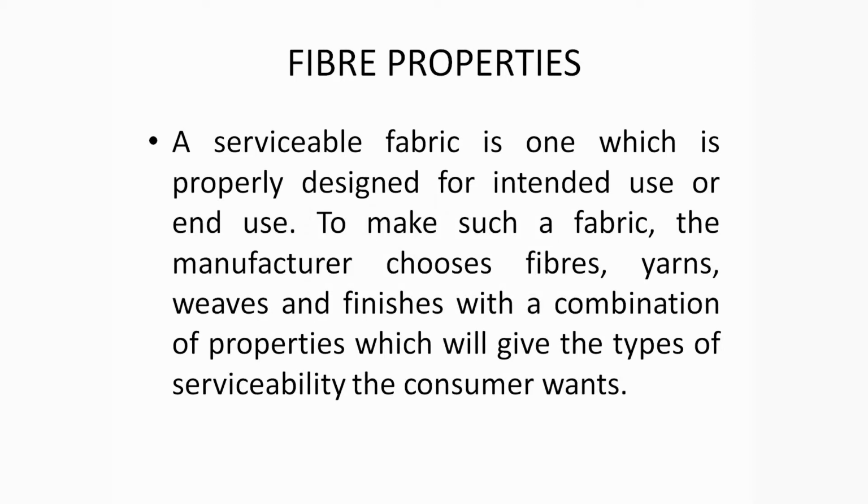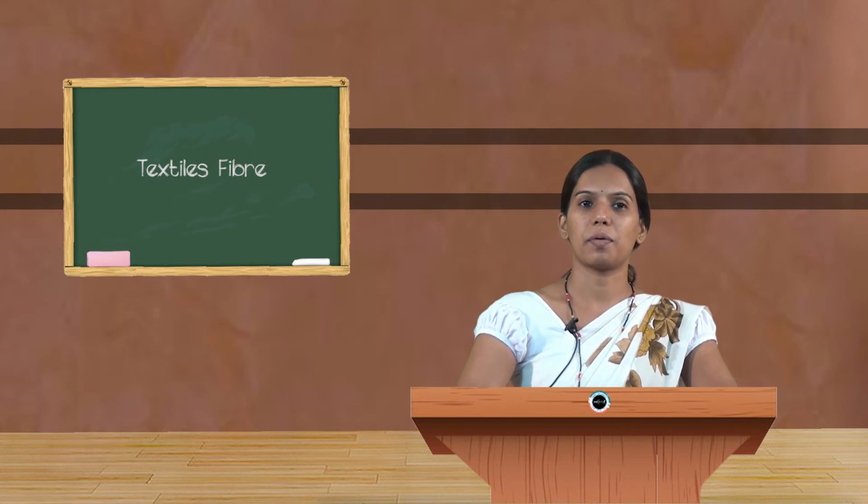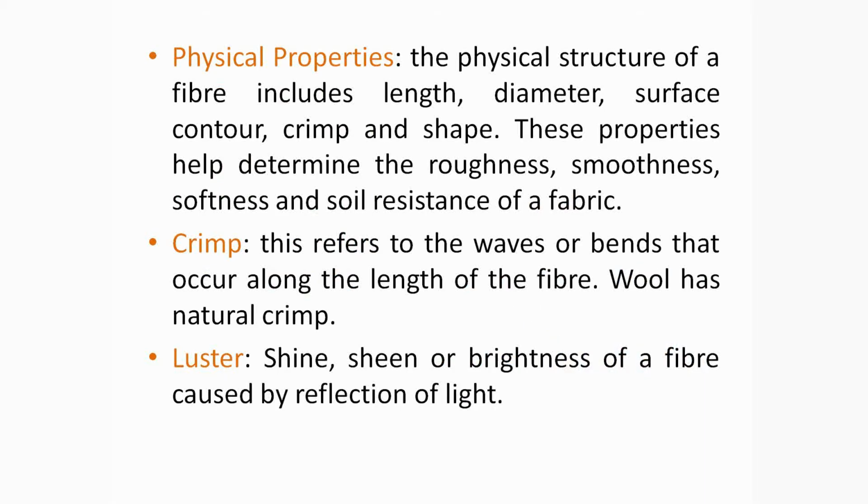A serviceable fabric is one which is properly designed for its intended use or end use. To make such a fabric, the manufacturer chooses fibers, yarns, weaves and finishes with a combination of properties which will give the types of serviceability the consumer wants. The first property of a fiber is the physical property. In this physical property, the structure of a fiber includes length, diameter, surface contour, crimp and shape. This property helps determine the roughness, smoothness, softness and soil resistance of a fabric.